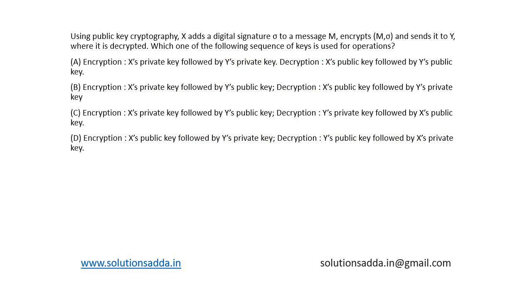This is a question from network security. Using public key cryptography, X adds a digital signature sigma to the message M, encrypts M comma sigma and sends it to Y, where it is decrypted. Which one of the following sequence of keys is used for the operation? It is indicated that X adds a digital signature to the message and then encrypts it and sends it. So these are the sequence of operations that has to be done.